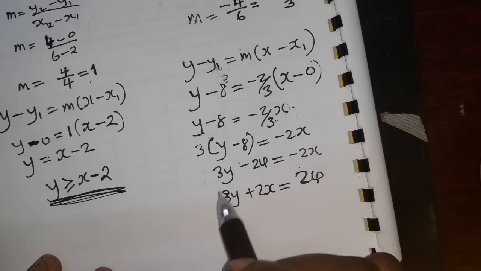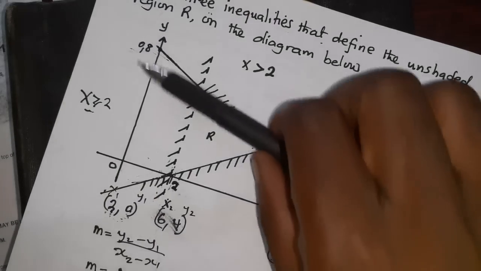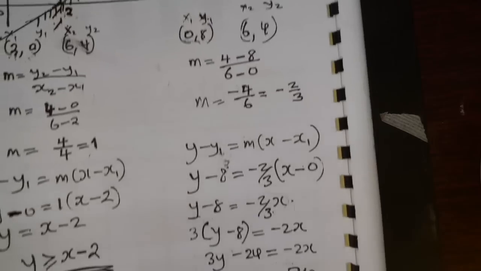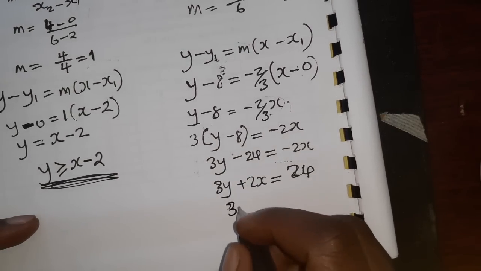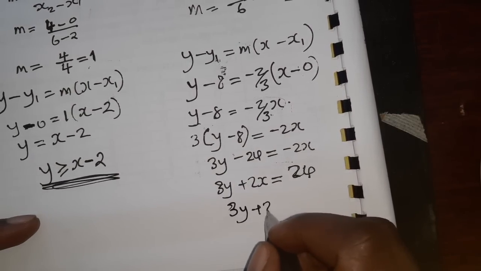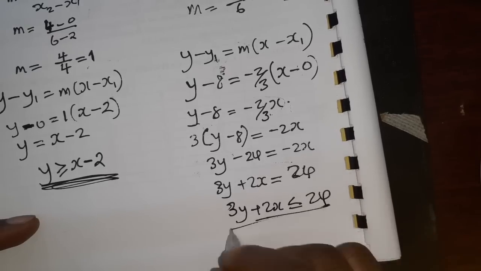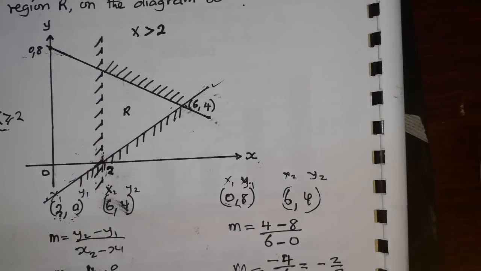So from this point, when we are coming down here, we are looking at a region that is less. So to write the final equation, we're going to say 3y plus 2x is less than or equal to 24, because the line is solid. So we have this equation. That's what we're going to have. Let's go to the next one.